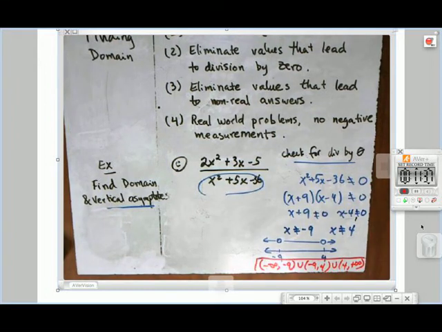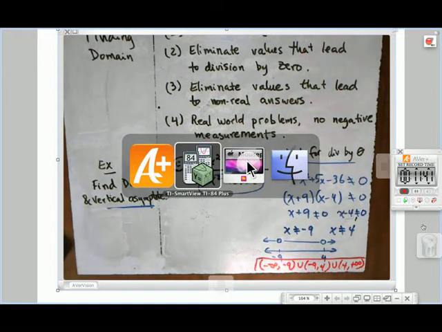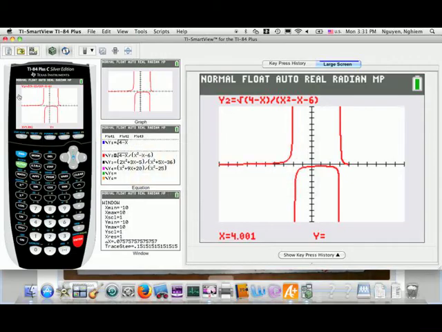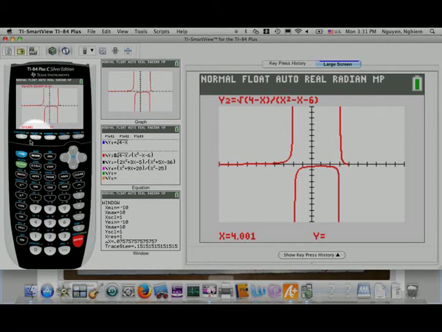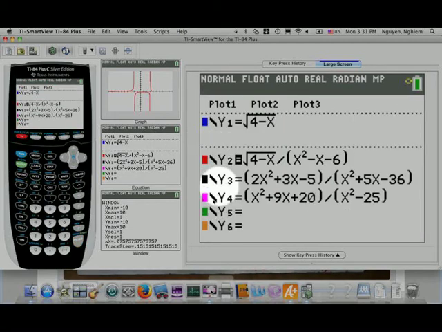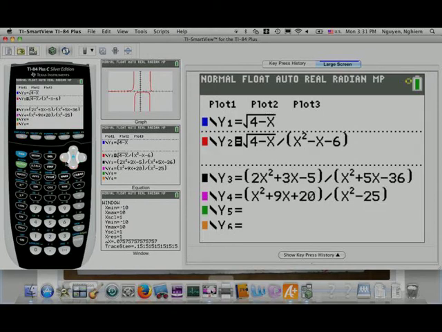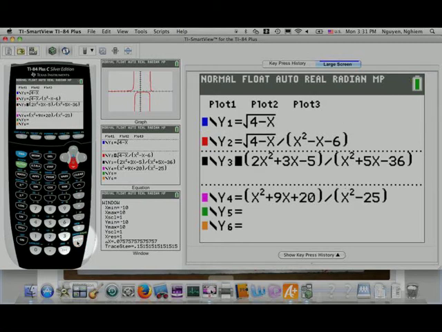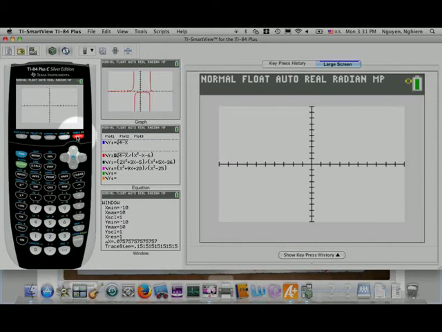And now let's go and look at the graph and see if we can find some asymptotes here. So let me go back. Let's go back into the y equals, and let me take out the second equation, and let me turn on the third equation. And we hit graph. You can see the graph being drawn there.